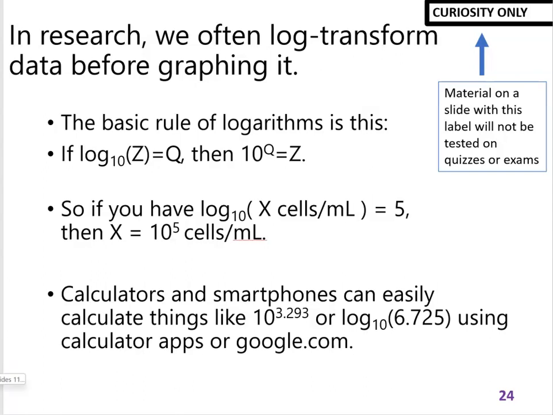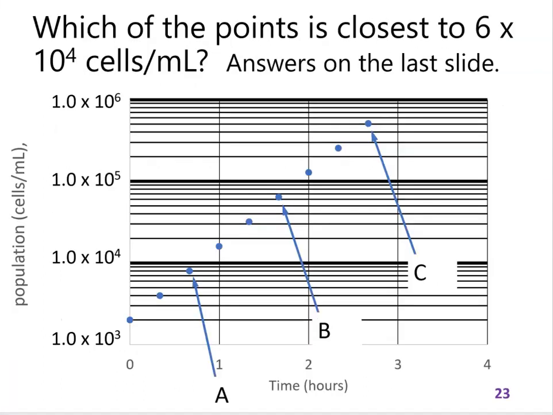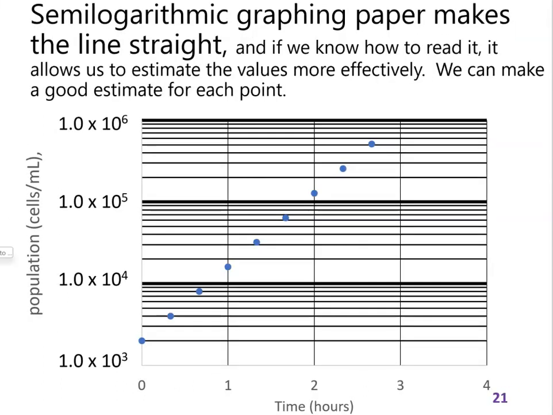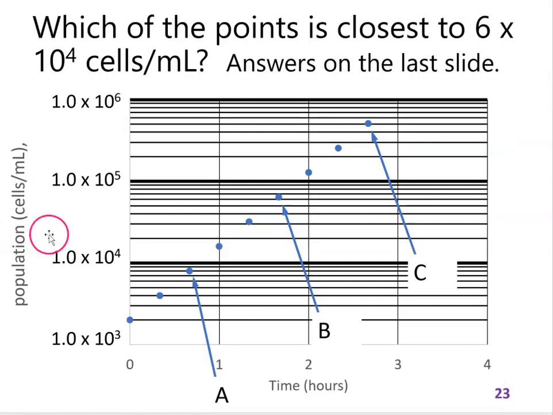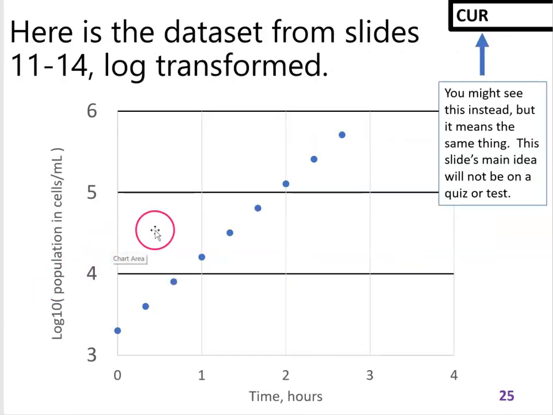What I'm showing you here, if you go back and look at this data set, same data set, in microbiology, in the research community, we wouldn't graph it like this, we'd graph it like this. Instead of 10 to the third power, 10 to the fourth power, 10 to the fifth power, 10 to the sixth power, we actually take the logarithm of the data themselves so that anything that was worth 1,000 becomes 3, anything worth 10,000 becomes a 4.